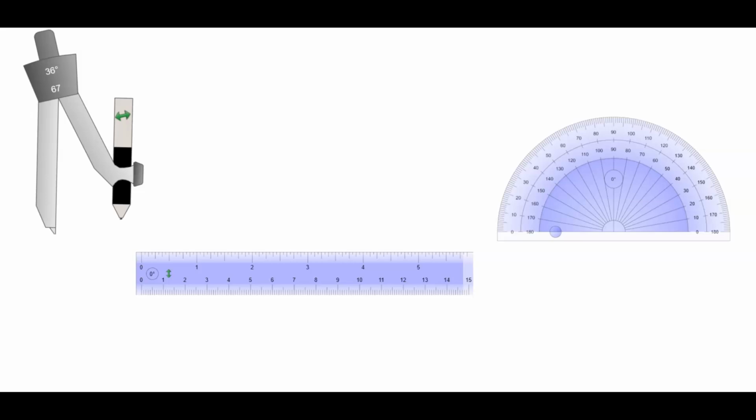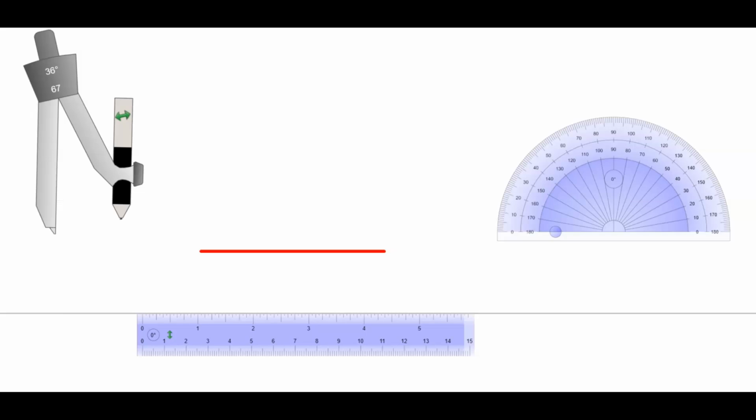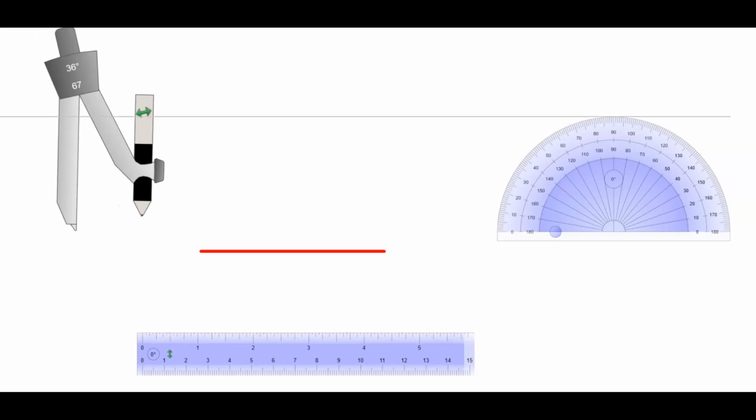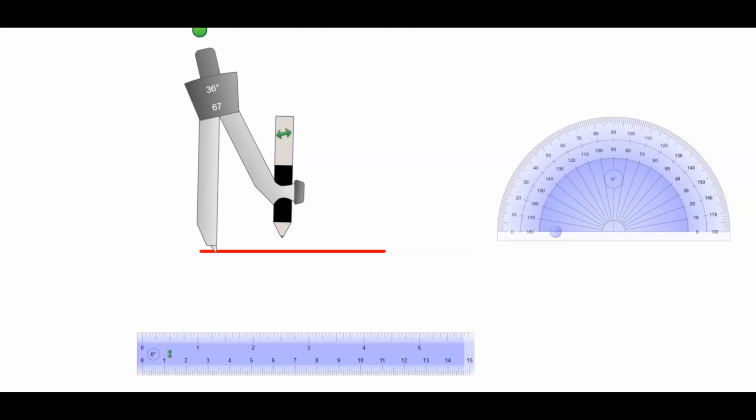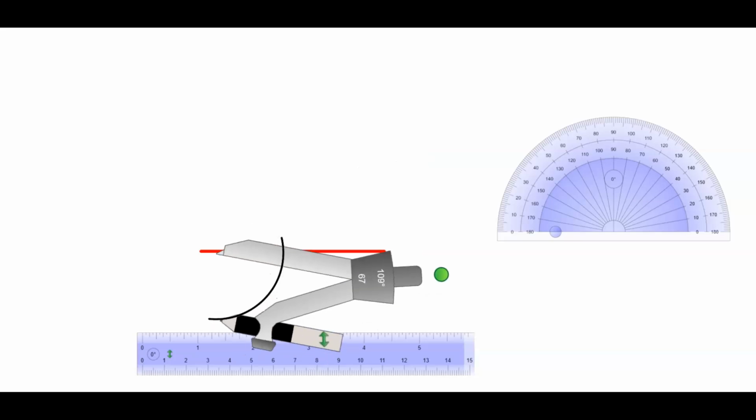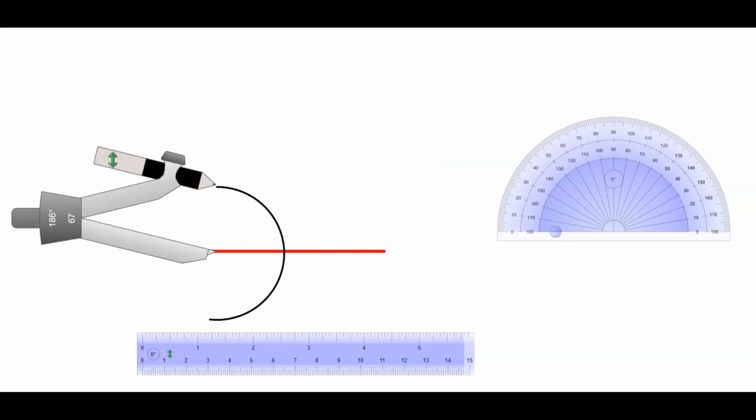The final method we'll use to construct perpendicular lines involves using a compass and a ruler. First, take your ruler and draw a straight line. Next, take the compass and place the pointy part anywhere along the red line. Doesn't have to be on the ends, we'll just go in a little bit. And we're going to make an arc like this.